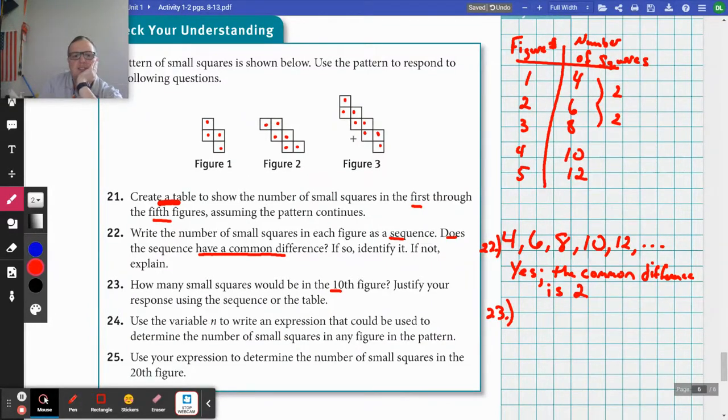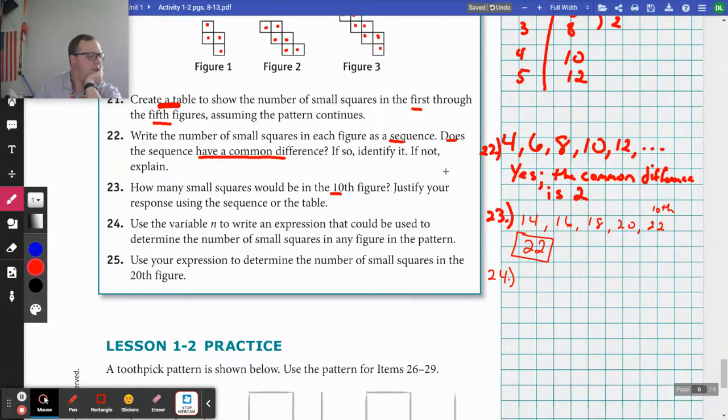So to the 10th figure. That would be starting out at the 6th figure: 14, 16, 18, 20, 22. So that's the 10th figure, so that would be 22. 24.